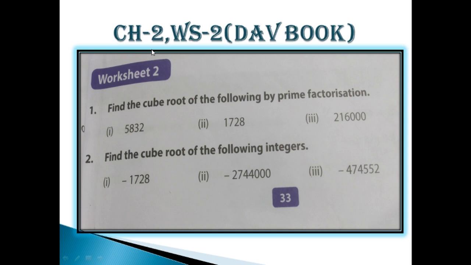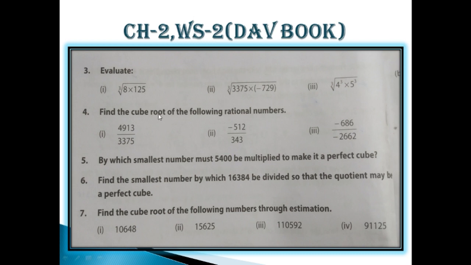This is your chapter number 2, worksheet number 2. Find cube root by prime factorization, and also find the cube root of integers. These are negative numbers. You will find the cube roots. These are the rest of the questions, and the question with estimation method is question number 7. Solve all these questions. Soon we will share solutions of these questions.